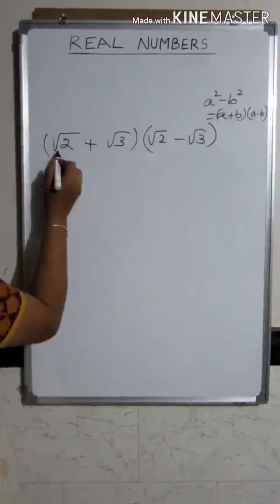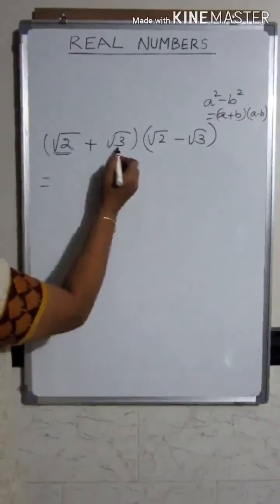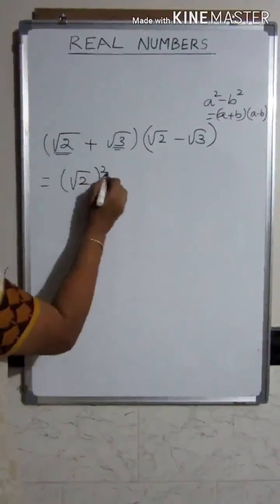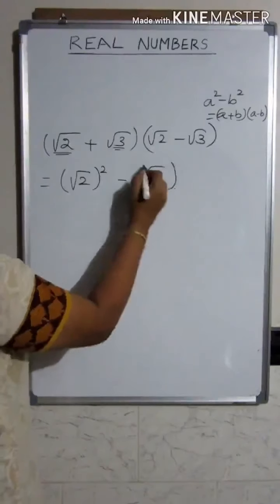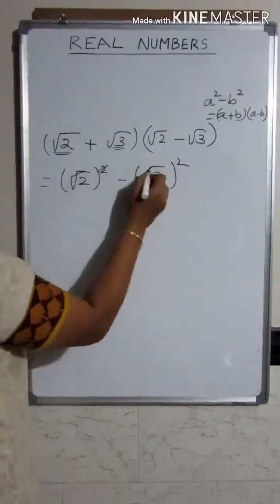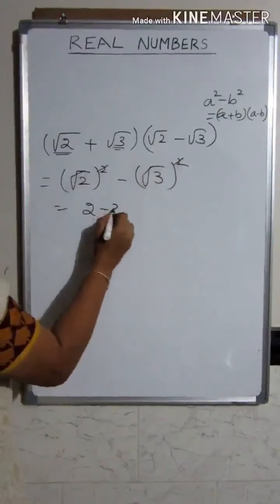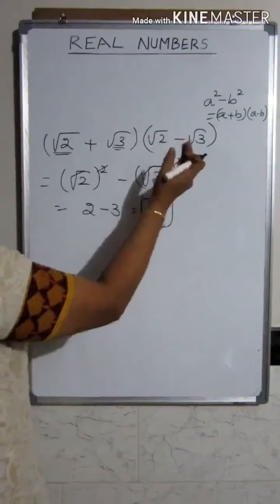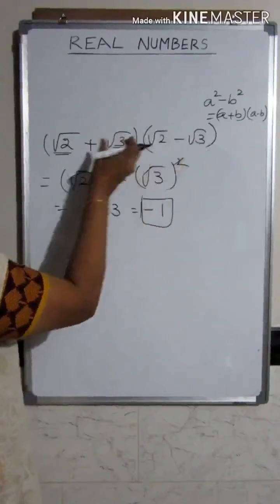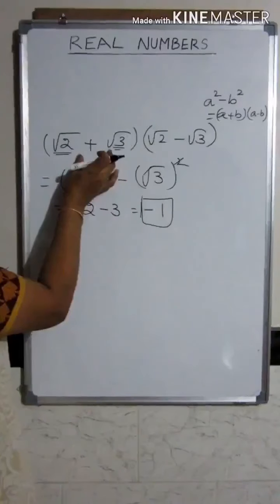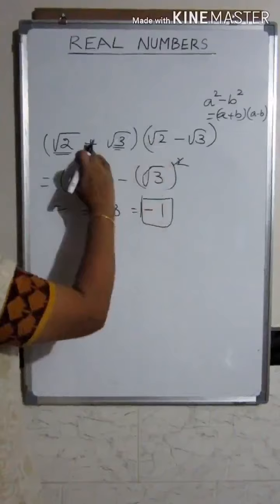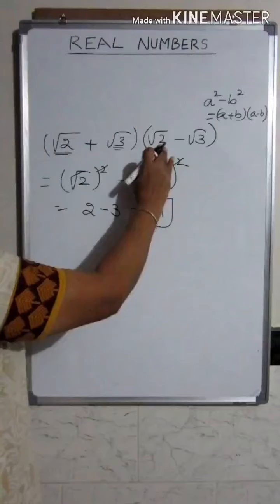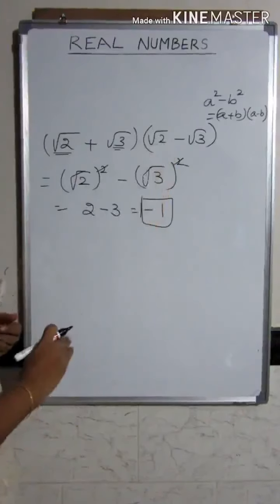In place of a you have root 2 and in place of b you have root 3. So this can be written as root 2 whole square minus root 3 whole square. Here the root and square cancel, so you will get 2 minus 3, which is equal to minus 1, which is a rational number. So the binomial quadratic surd to be multiplied to the given binomial quadratic surd to get a rational number, each is said to be the rationalizing factor of the other. This rationalizing factor is also called a conjugate surd.